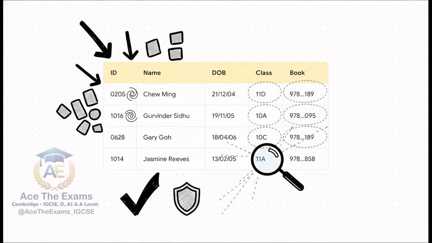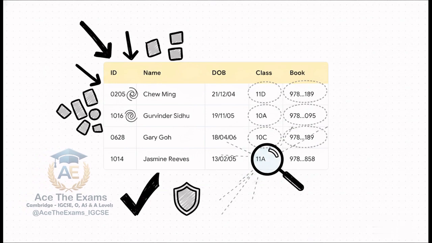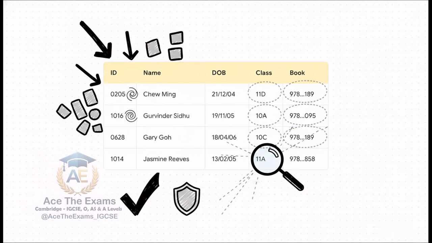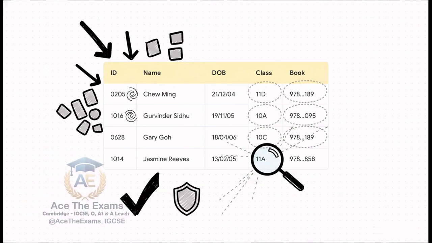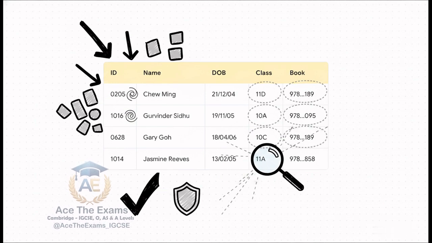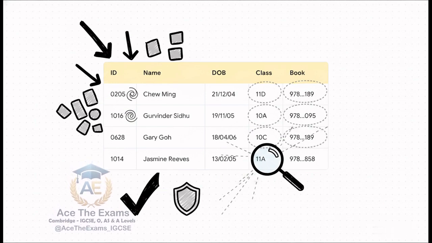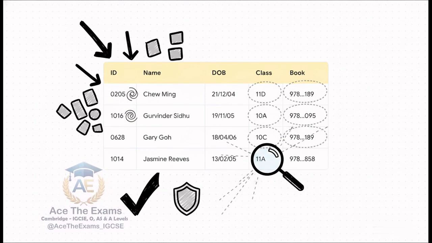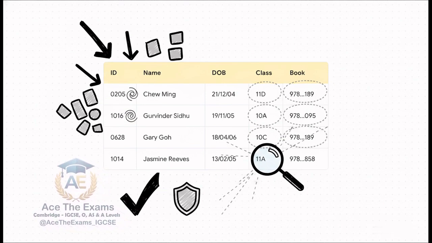Now check out this connected borrowers table. Pay super close attention to the specific formats. See the borrower ID? It includes leading zeros. That means it must be set to an alphanumeric data type, otherwise those zeros would just vanish. And take a close look at the class field. You see entries like 11D and 10A.